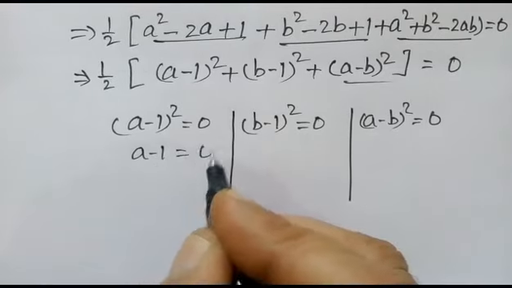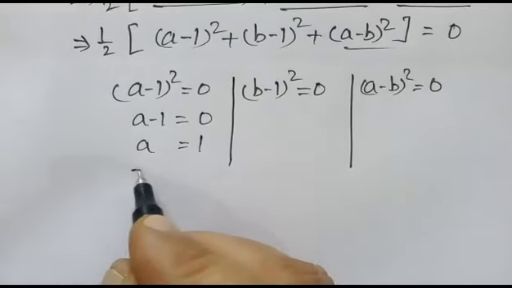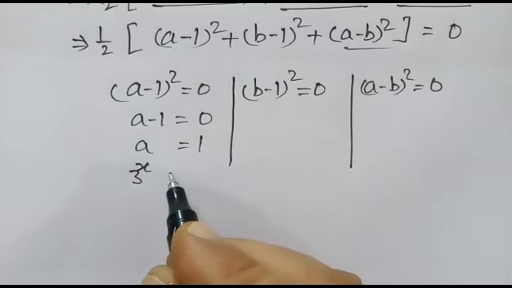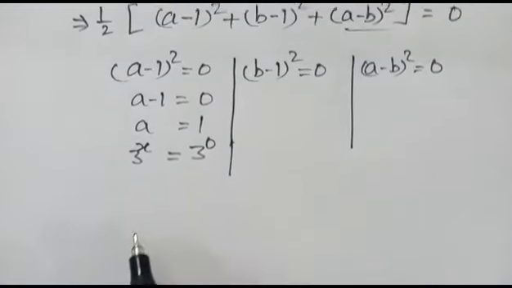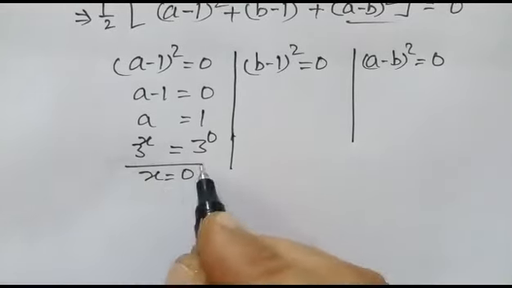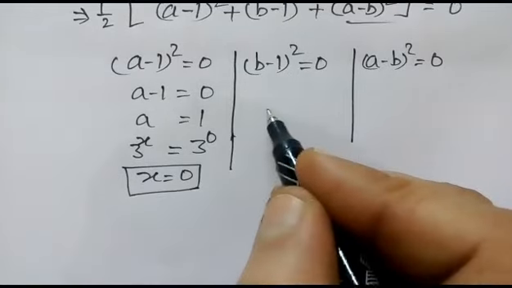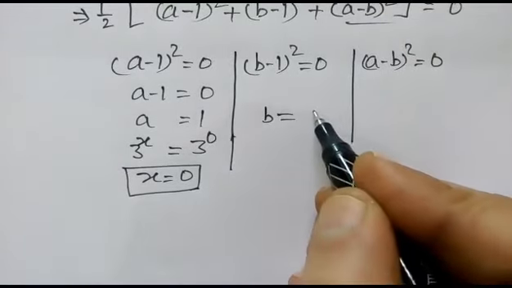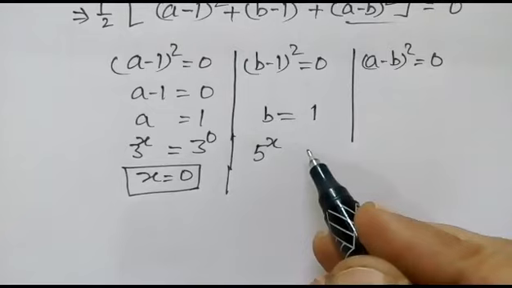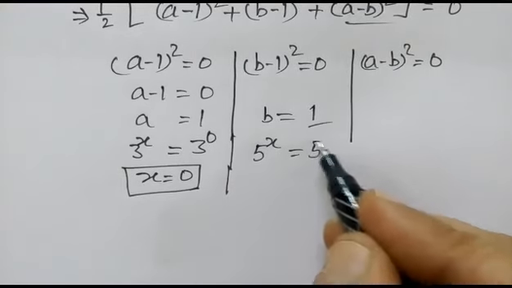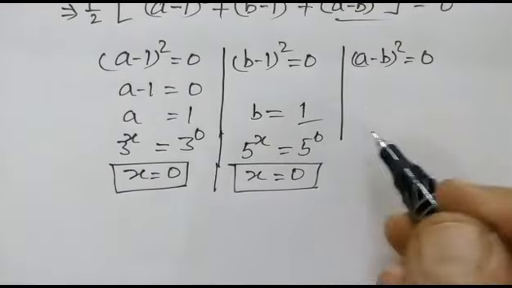So a minus 1 is equal to 0 or a is equal to 1, right? As we have assumed a is equal to 3 to the power x is equal to 1, can be written as 3 to the power 0, right? So x is equal to 0, right? And here same way we can write b is equal to 1, and b is assumed as 5 to the power x is equal to 1 as 5 to the power 0, so x is equal to 0, right?